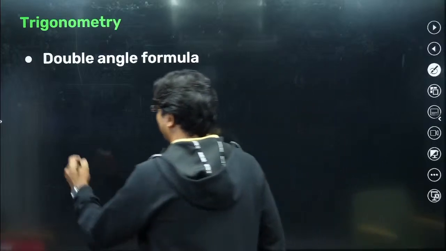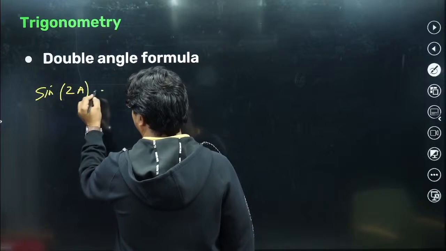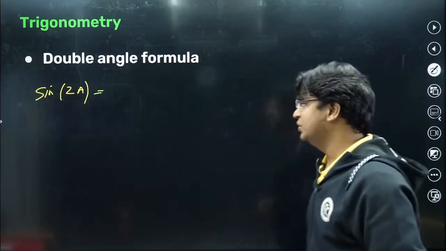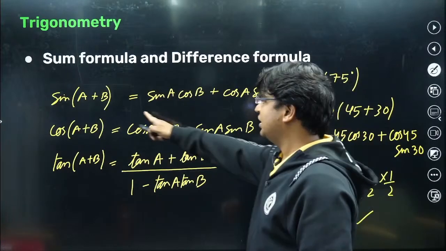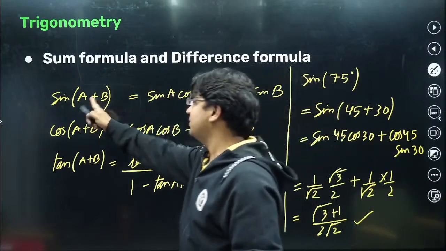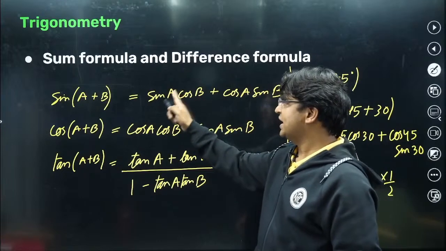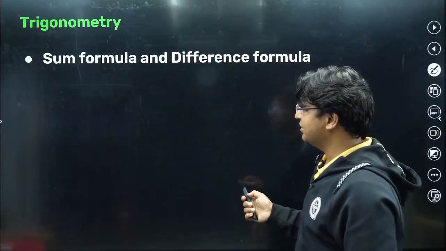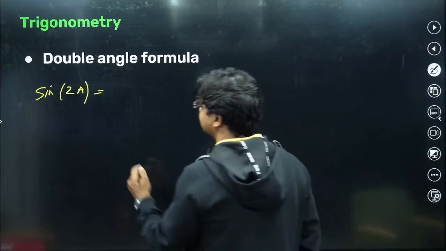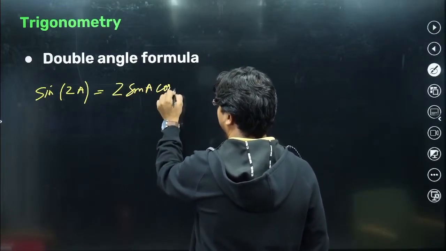Let's say I want to talk about sine of 2A. What you can do in this formula is replace B by A, then A plus A becomes 2A. And you will get sine A cos A, and again cos A sine A. So the formula becomes 2 times sine A cos A.